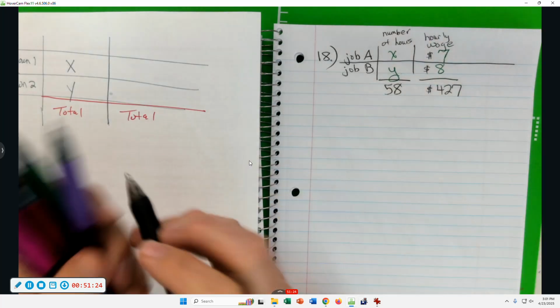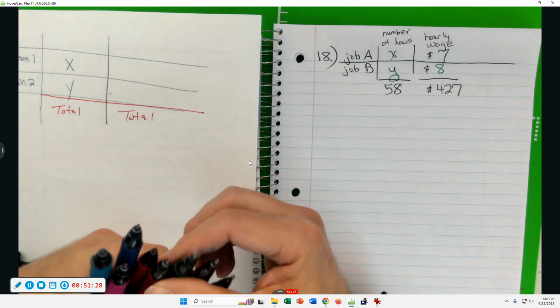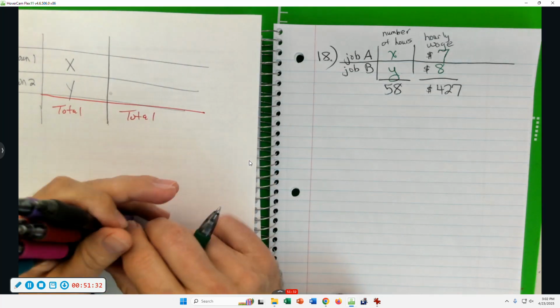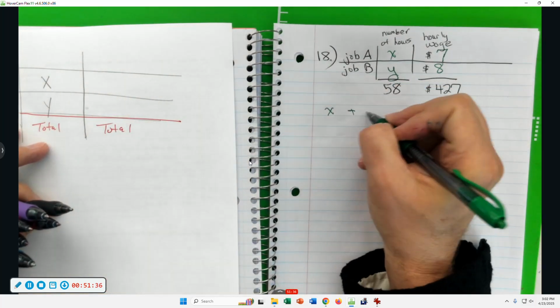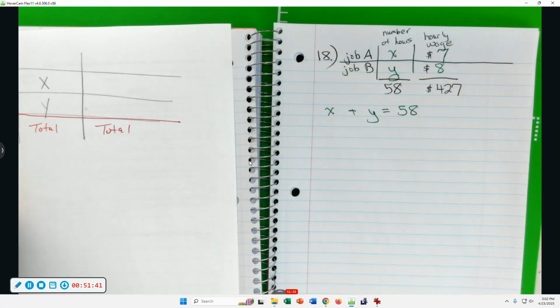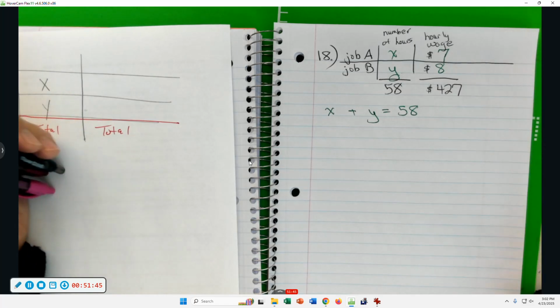Okay, we have two unique variables, so we need two unique equations. Call out one for me. X plus Y is 58. Perfect. X plus Y is equal to 58, I agree. And a second equation.